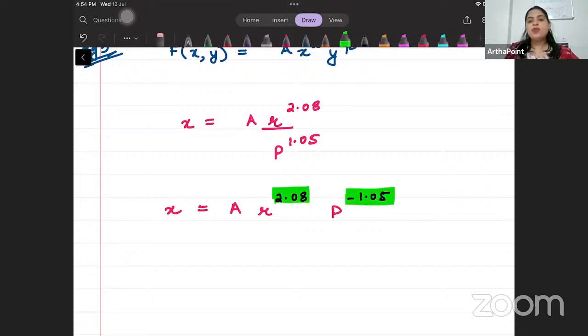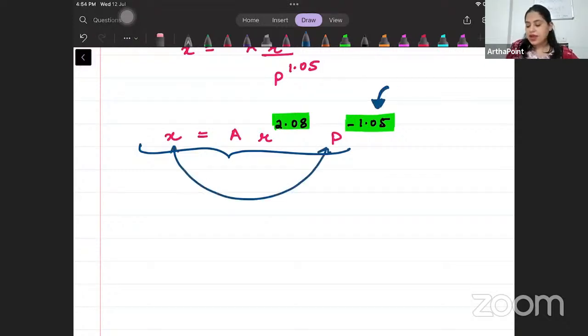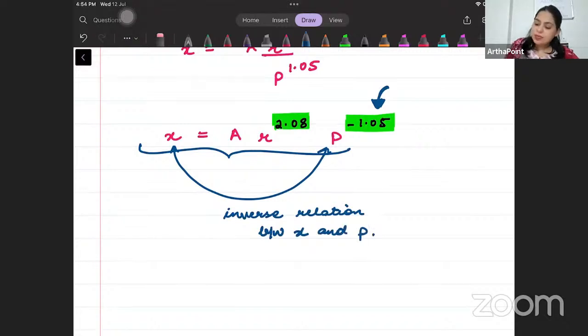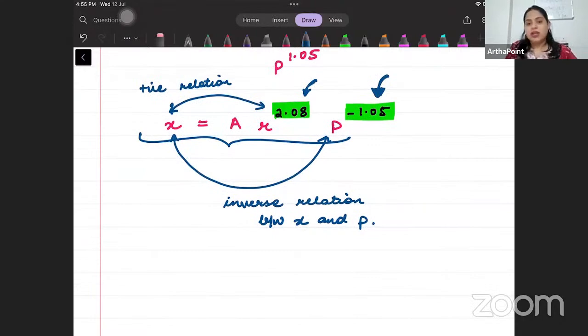यही तो वो हो गया. R to the power some alpha and p to the power some beta. So here also it means the same thing, that since this is a negative power, there is an inverse relationship between x and p. Inverse relation between x and p. And this is a positive power. So there is a positive relationship between x and r. So ये Cobb-Douglas हो गया, but this is also a multivariable function.